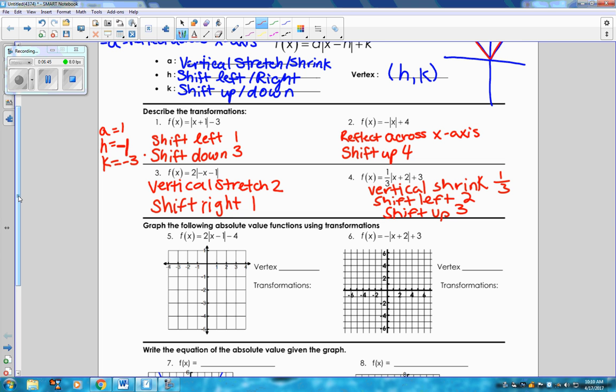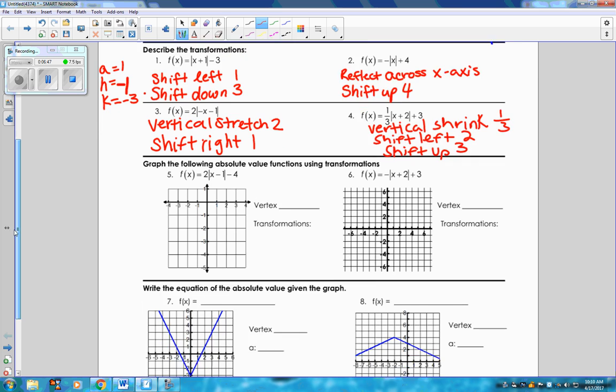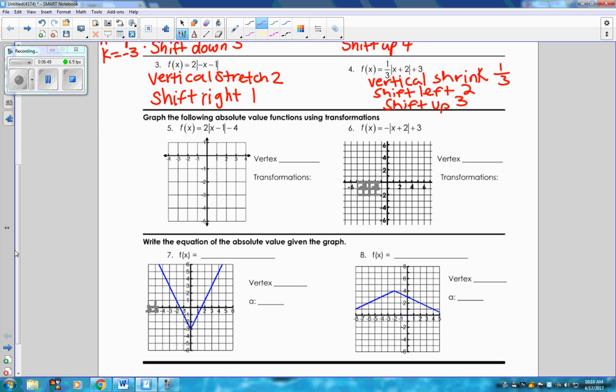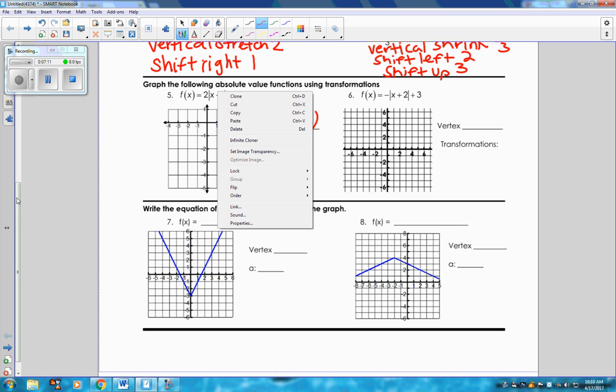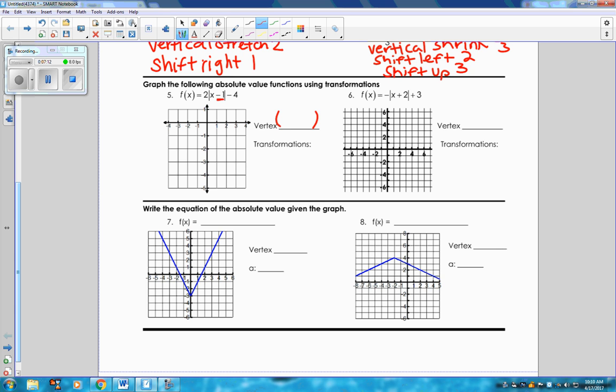So that's just how you describe transformations of absolute values. Are there any questions? Pretty simple so far? Alright. The next part of absolute values is learning how to graph them. So the first thing I'm going to list is my vertex, H, K. The x value of my vertex is h. But remember, it's the opposite of what's inside here. So if this is negative 1, my h is really positive 1.